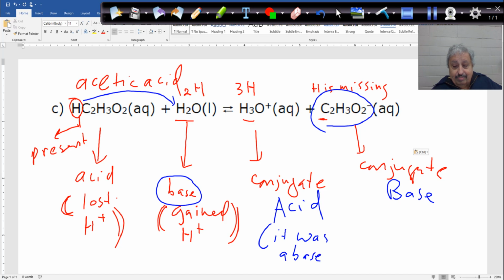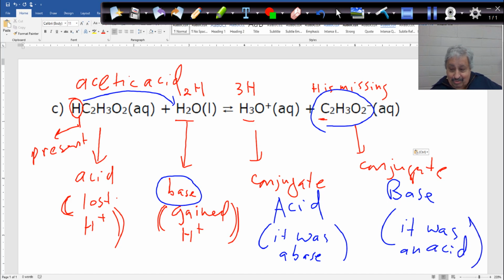And this is very important. And here it was what? An acid. The opposite: whatever it says here, base, but it was an acid here. No, that lost H plus. Make sense? Okay, any question about this? Any question? Okay, so let's go further.